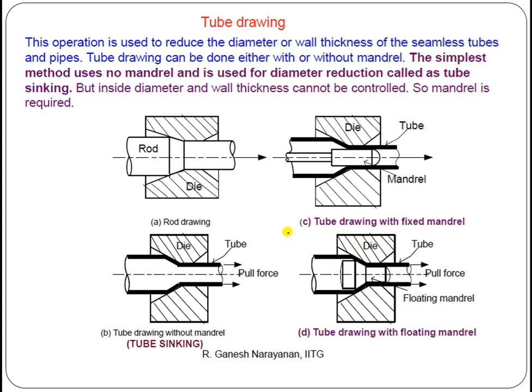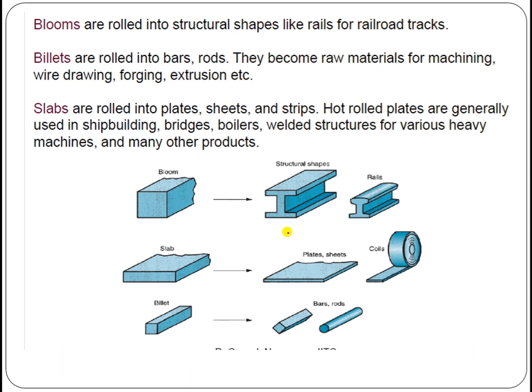Tube drawing is not in our syllabus, so we will just skip it. These are the cross sections I have talked about: circular, square. Again, this is the I section, which is used for railway rails. These are the coils which can be converted into pipes, or these are the plates, bars and rods that can be formed.